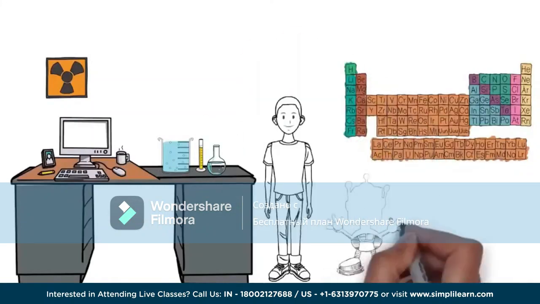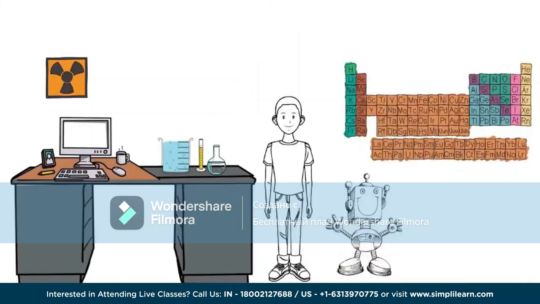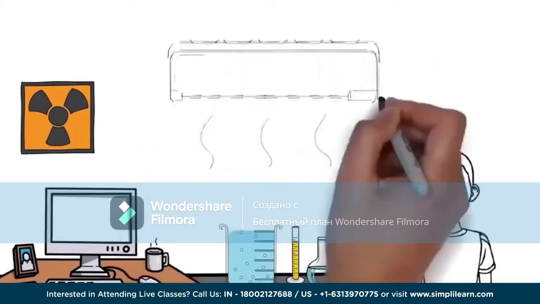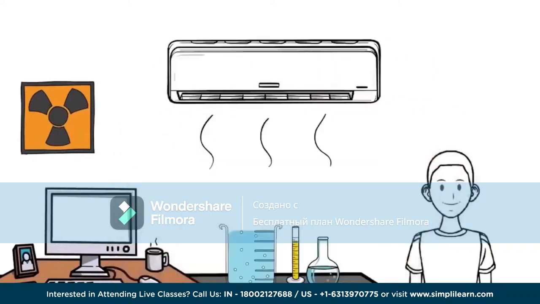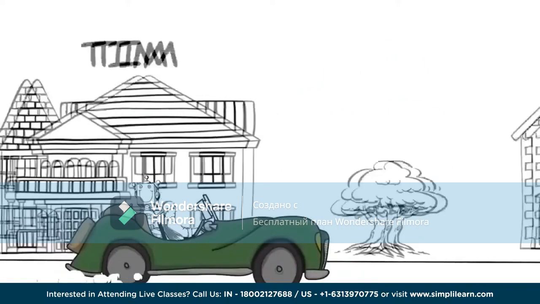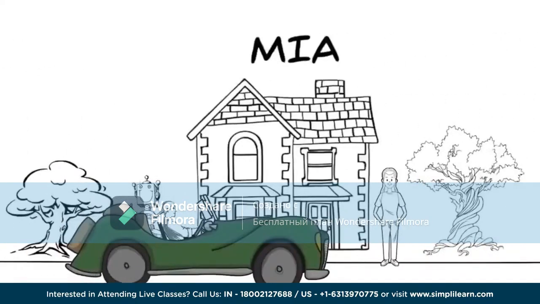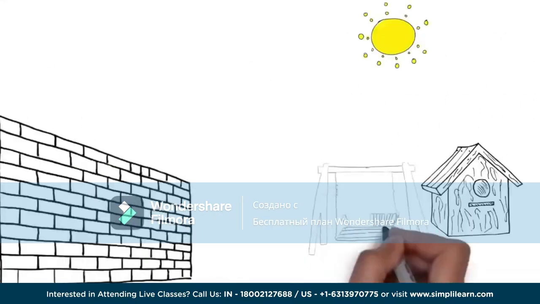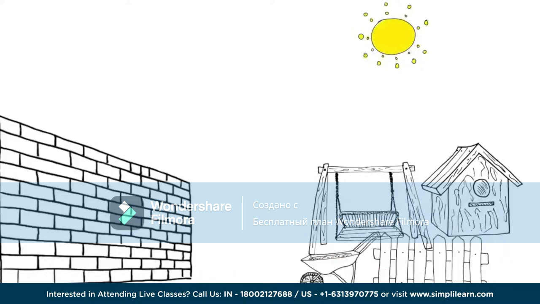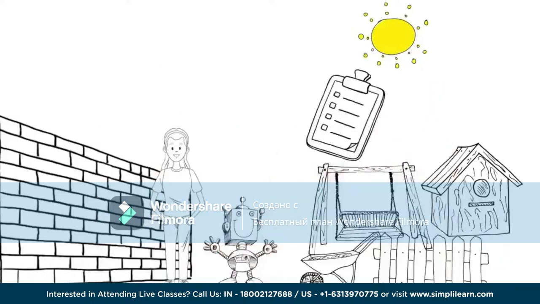Meet Tim. Tim builds a robot in his lab, a climate-controlled and pollution-free environment. Once he's done, he drops the robot off at his project partner, Mia's house. Mia takes it out to her backyard to ensure that the robot meets the requirements. But here is where the problem arises. The change in the environment causes the robot to malfunction.